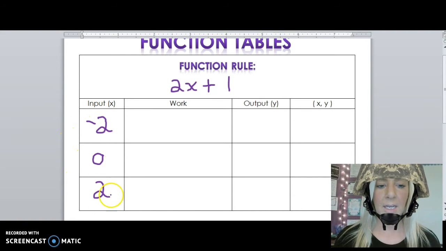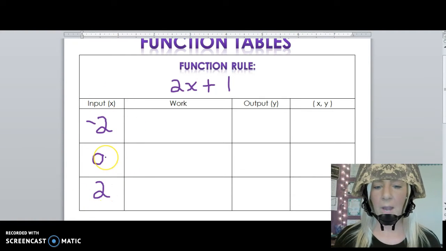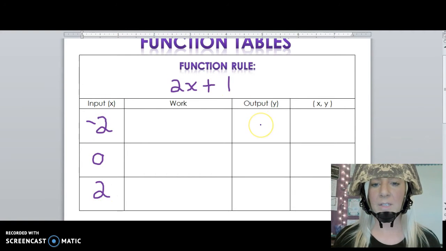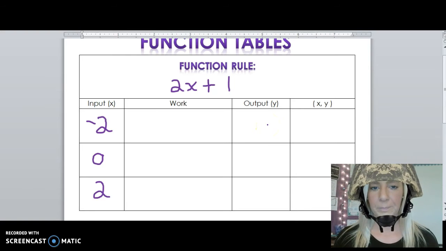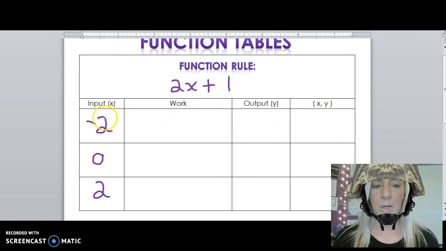You can use anything for your input, any number, because for every input, you're going to have exactly one output. And because it's a function, the rule is the same for each input. Therefore, the outputs will have the same relationship. So I'm going to use -2, 0, 2.